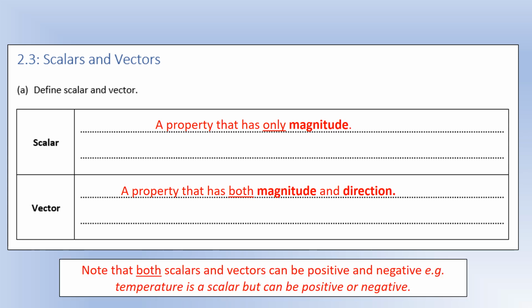Okay, so just a little thing at this point that crops up quite a lot. Just because something can be positive and negative doesn't make it a vector. So both scalars and vectors can be positive and negative. For example, temperature is a scalar, but it can be positive and negative. Energy can be positive and negative. So be a bit careful with when you're identifying whether things are vectors using signs.